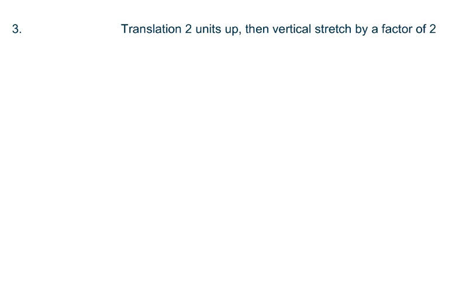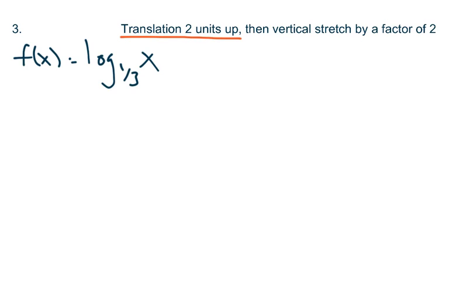Number 3. Your original function, f of x, is equal to the log base 1/3 of x. We're going to be doing a translation 2 units up, then a vertical stretch by a factor of 2. Now, it's important that we keep this order of transformations. 2 units up, then a vertical stretch by a factor of 2, because that definitely changes your answer if you switch the order.